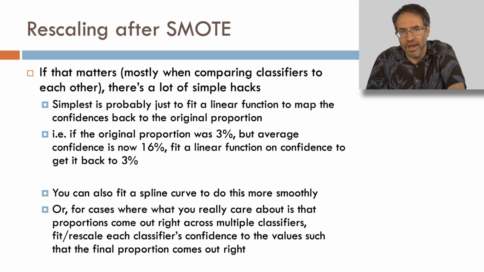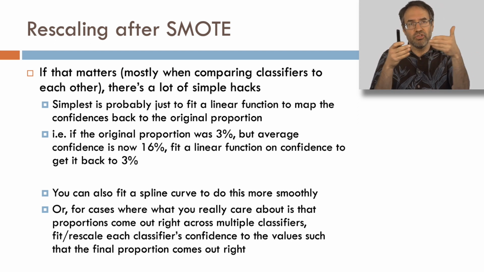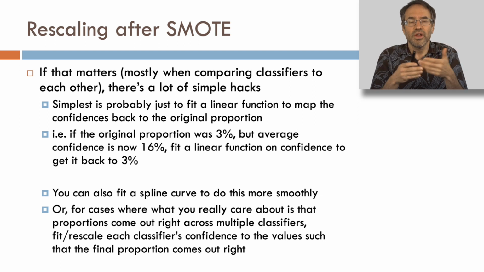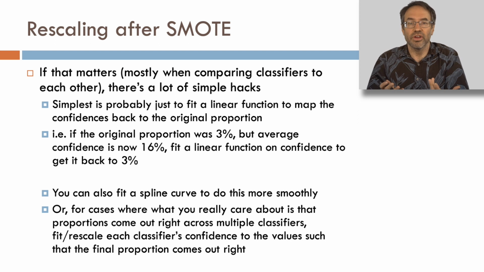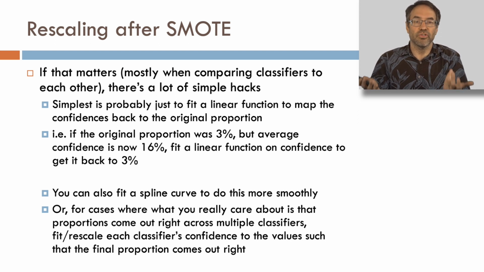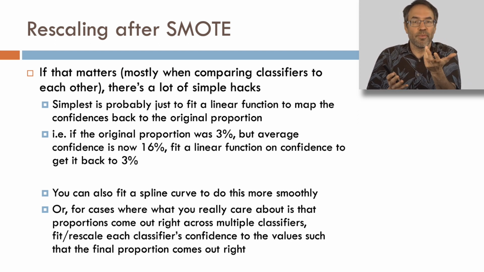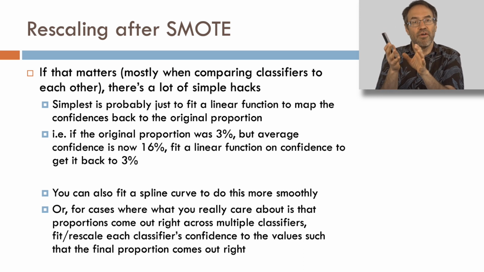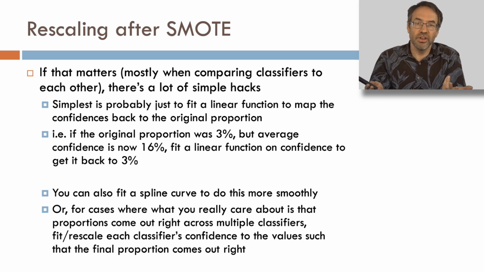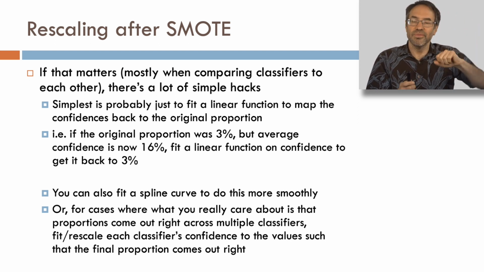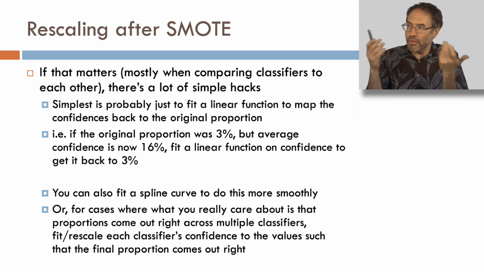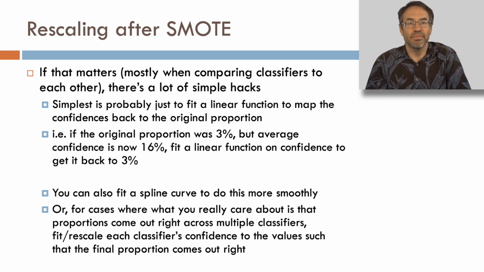If it turns out to matter because you're comparing classifiers to each other and you want to make sure they're on the same scale, there's a lot of simple hacks. The simplest is probably just to fit a linear function to map the confidences back to the original proportion. So in other words, if the original proportion was 3%, but the average confidence is now 16%, fit a linear function on the confidence to get it back to 3%. You could set an offset and then threshold at 0. You could set a slope. Couple things you can do, not really a big deal.